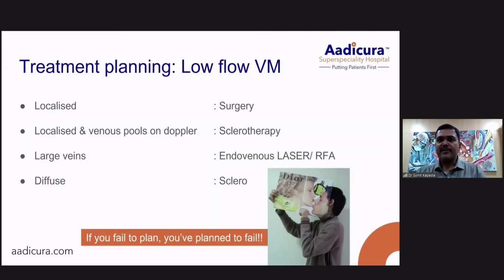When it comes to planning of treatment, it is very essential to delineate or define what kind of vascular malformation it is. Our traditional approach for these lesions is as follows. A localized one, we can offer surgical removal. If it is localized and shows large venous pools, we go for sclerotherapy. Where there are extensive malformations with longer or larger veins, we do occasionally do the endovenous laser or RFA. And if it's a diffuse variety, we go in for sclerotherapy.